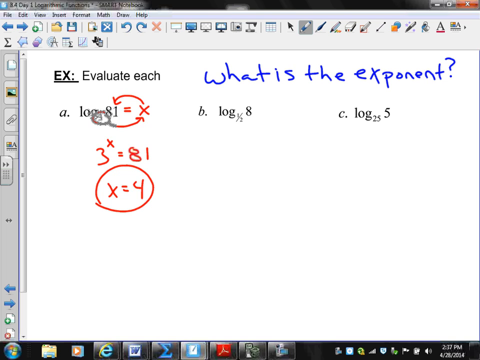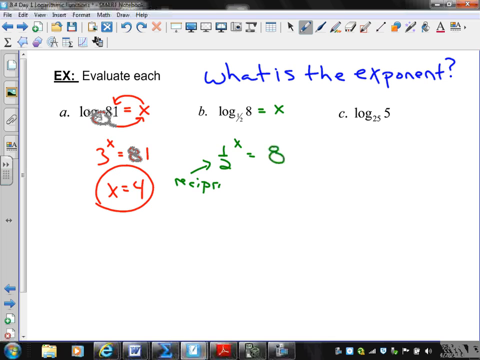Okay, so let's go on to some slightly more difficult ones. So let's look at b. Again, I'm going to set this equal to x, and I'm going to say 1/2 to the x equals 8. So 1/2 to what power gives me 8? Well, the first thing I know is I need to take the reciprocal of 1/2. So I know x is going to be negative.